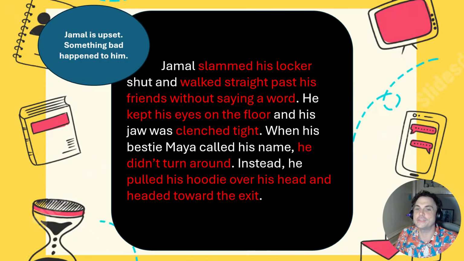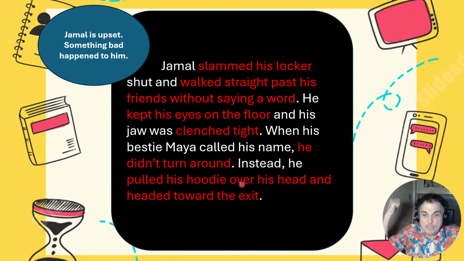Here's my inference up there, in the top left. And in red is my evidence. Check it out. How'd I do? I said Jamal is upset. Something bad happened to him. And in red, look at all that evidence. Look at all the different pieces of evidence we could use to prove that Jamal is upset and something bad happened. He's slamming the locker. He's not talking to his friends. He's clenching his jaw. He pulls that hoodie up and heads out, right?